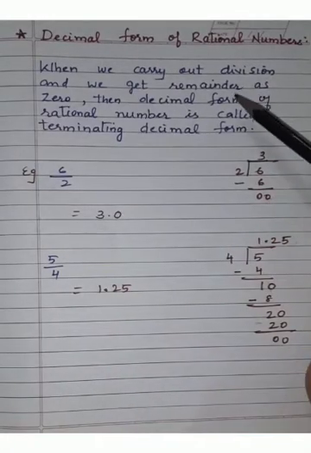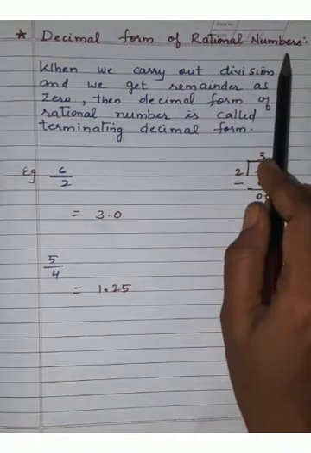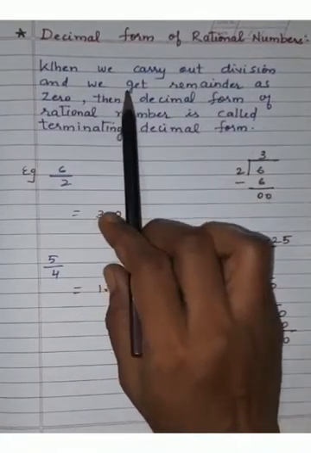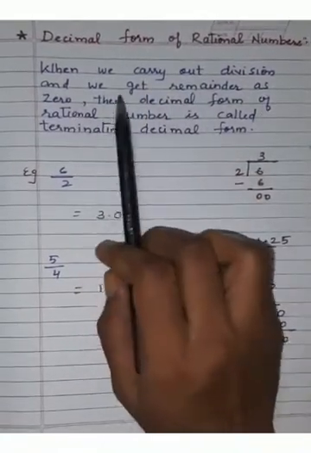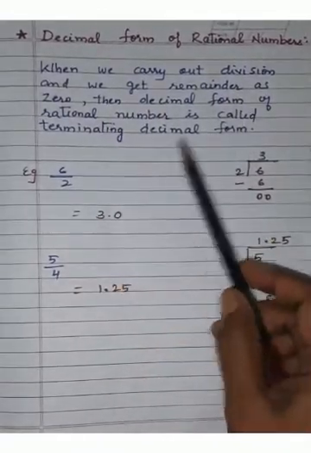Now students, before starting with our practice set 24, get to know about the decimal form of rational numbers. When we carry out division of a rational number and we get a remainder as 0, then the decimal form of the rational number is called a terminating decimal form.